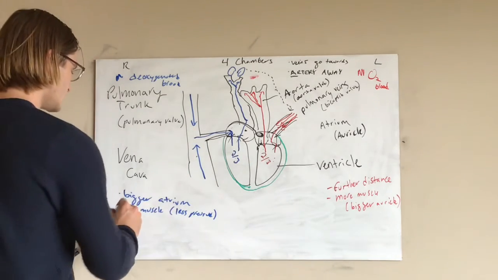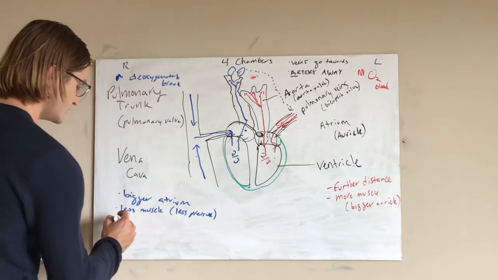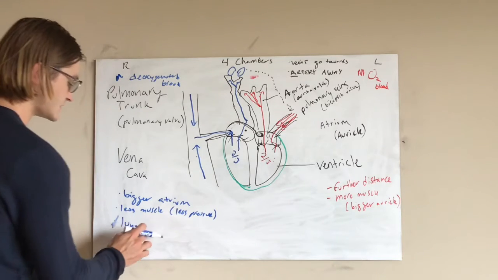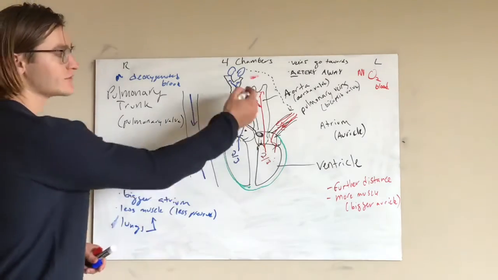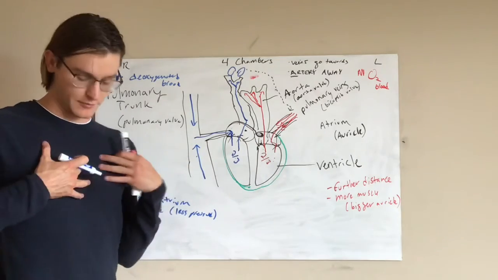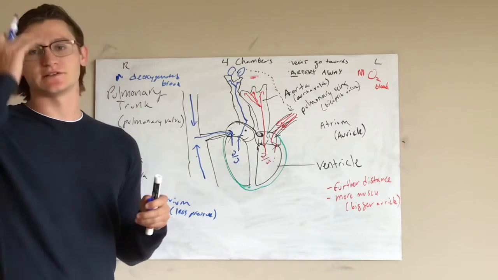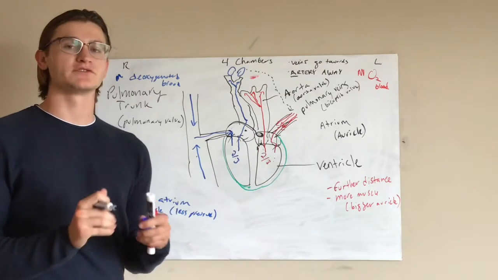And this goes to the lungs. So this is another reason why we need less muscle, because it's only going to the lungs, so it's not traveling very far. It goes from your heart to your lungs. It's a short distance, so you don't need too much pressure, you don't need too much muscle to push it that far.